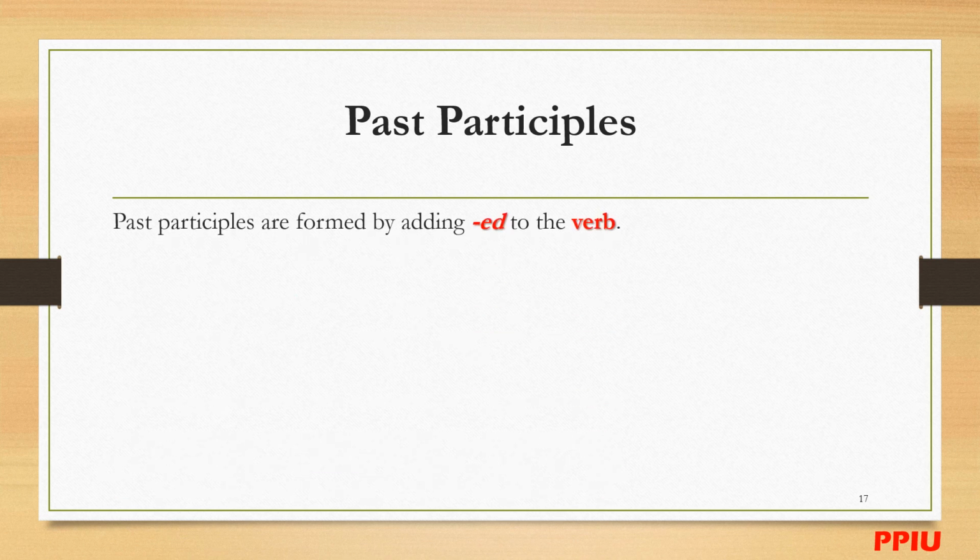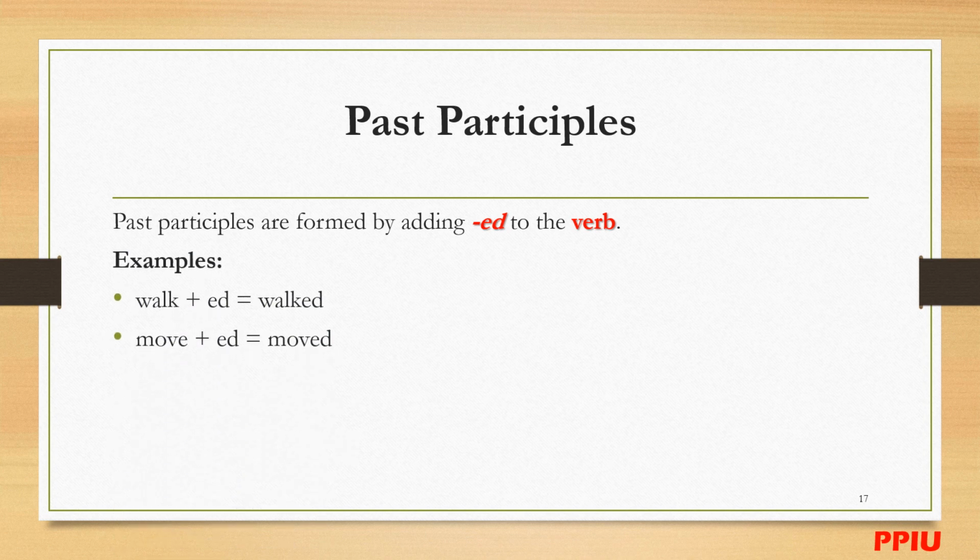Past participles are formed by adding -ed to the verb. For example, walk, we add -ed and get walked. Move, we add -ed and get moved. But in move, it already has an e, so you just add d, or you leave out the e and add -ed. It's fine.